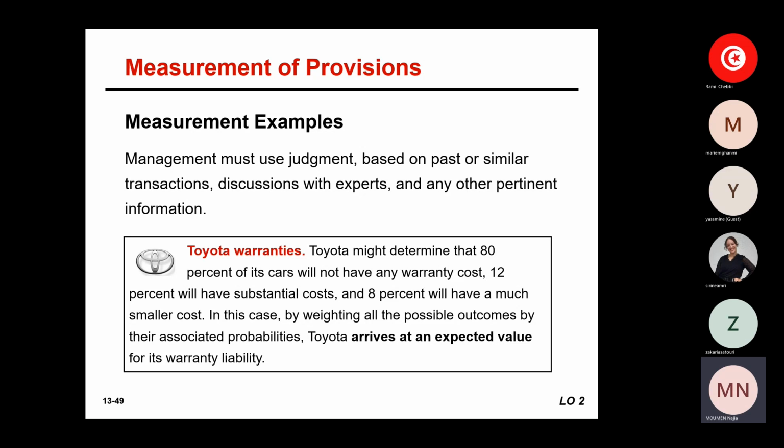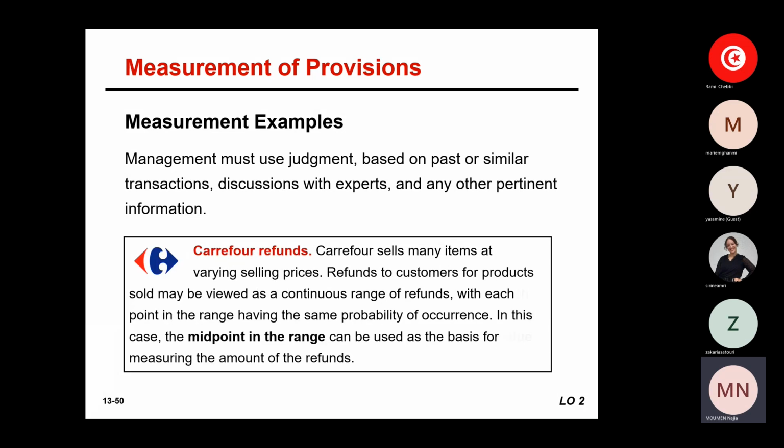So here we'll be using what? This weighted average method, this weighting of possible outcomes, to get this expected value of its warranty liability. So simply by weighting the percentage or the probability of any cost to the estimated cost, we end up with this warranty amount.